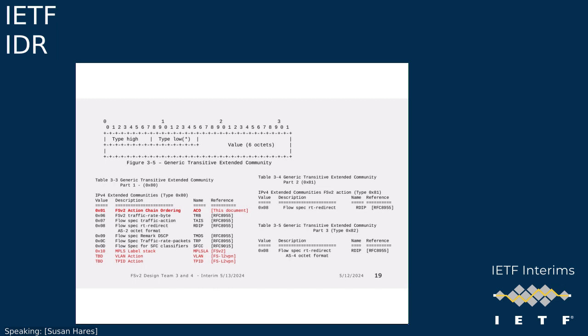So what do I mean by ordering? If you think of ordering of these actions, if you have traffic rate byte followed by redirect followed by something, if multiple communities get added to an LRI, how do you deterministically, meaning time after time, do the same thing with these actions? The idea is you have to have some basic order. You have to have some defaults and some abilities to user orders.